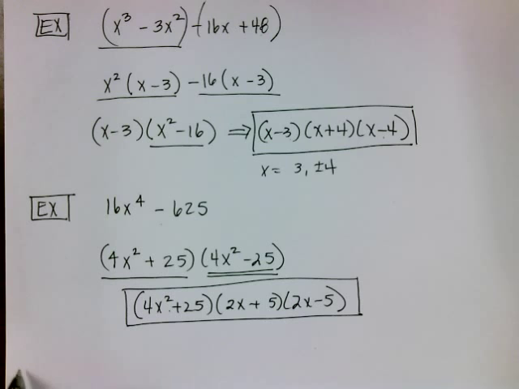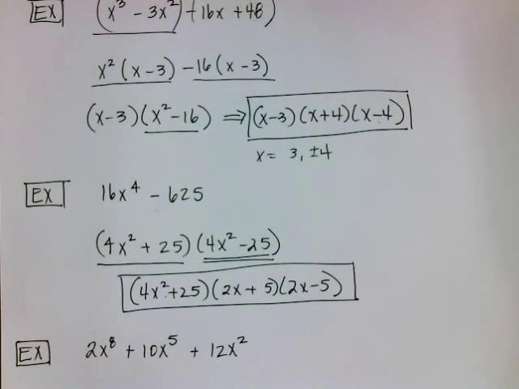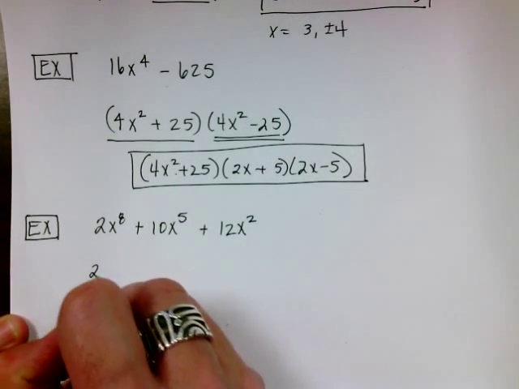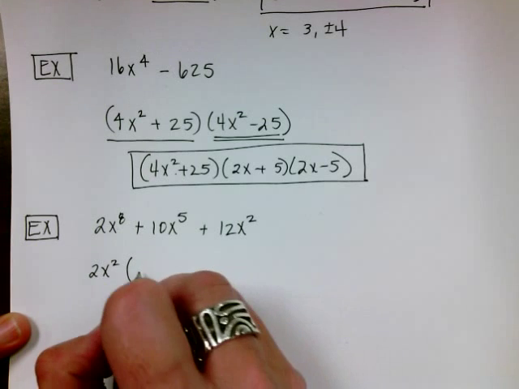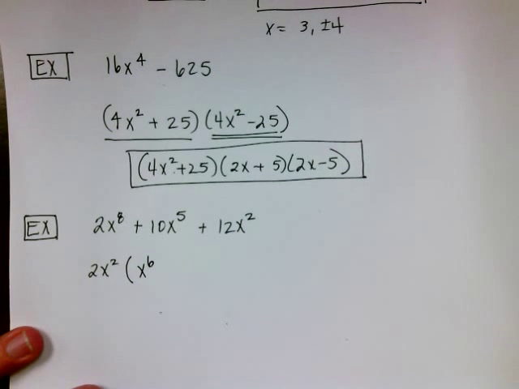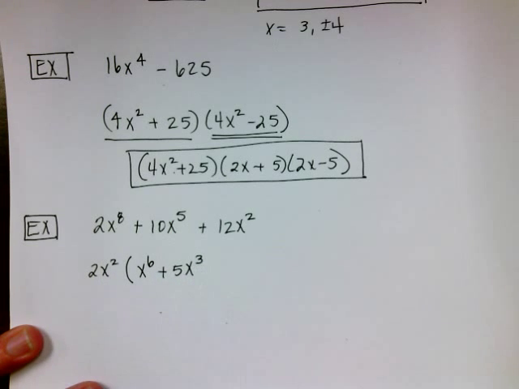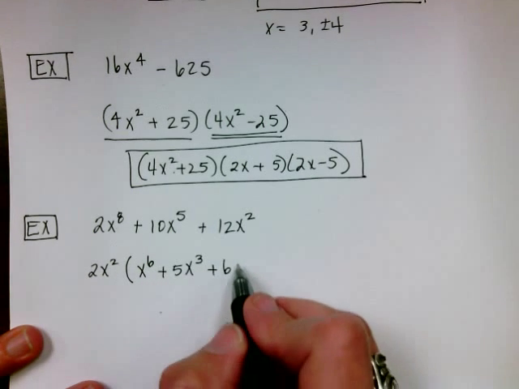Okay? Next example is another example of grouping. Okay? You're going to have 2x to the 8th plus 10x to the 5th plus 12x squared. Notice that all of those guys have a 2 in common. They also have an x squared in common. So I'm going to take that out first. X to the 8th divided by x squared is going to be x to the 6th. Okay. X to the 5th divided by x squared is going to be 5x to the 3rd. And then 12 divided by 2 is 6, and x squared divided by x squared is 1.